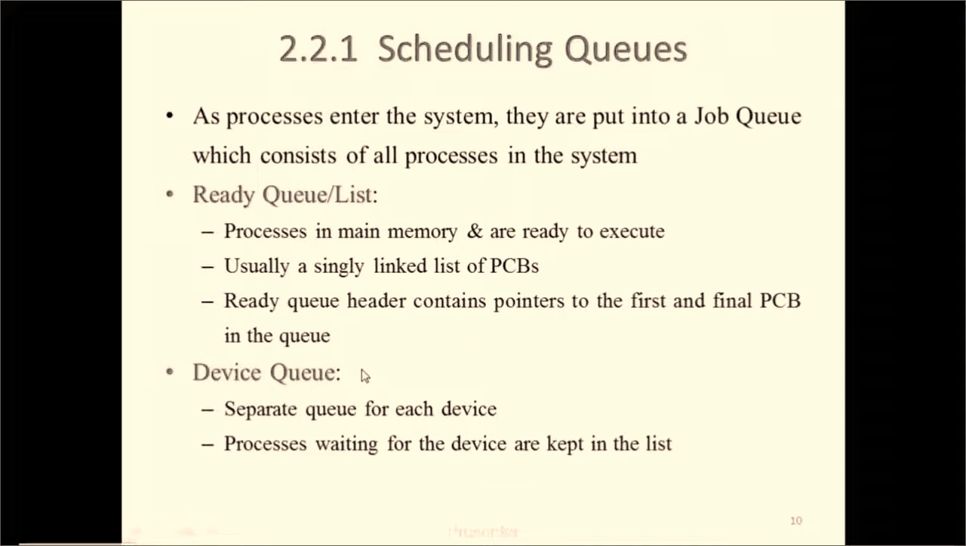There is another queue called the device queue. A system may have more than one device, so for every device it maintains a separate queue. And the processes waiting for the device are kept in this list.